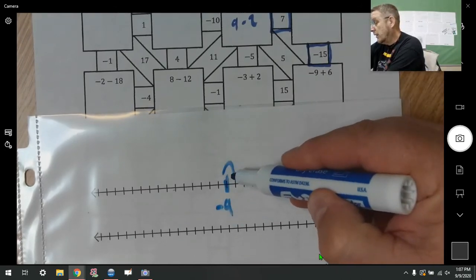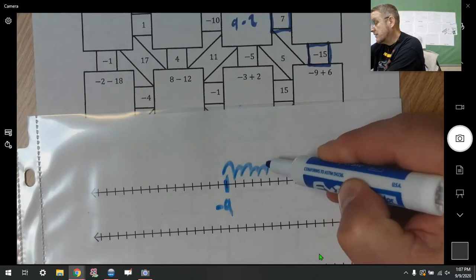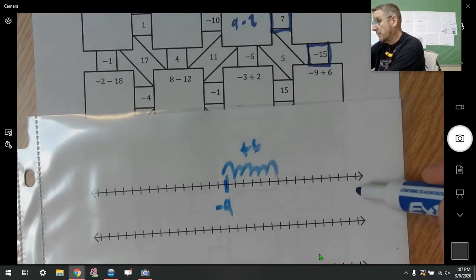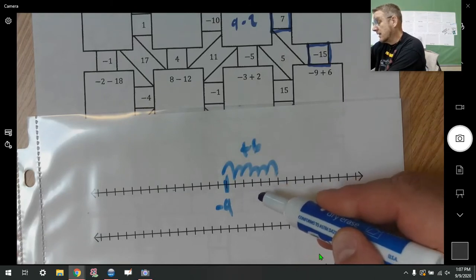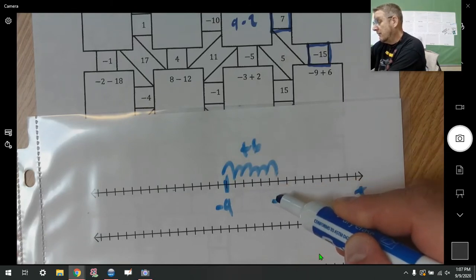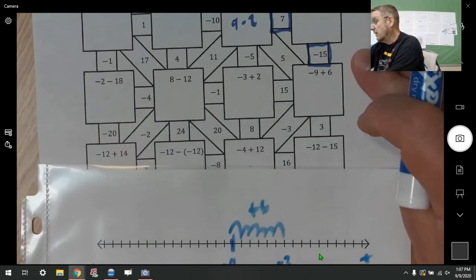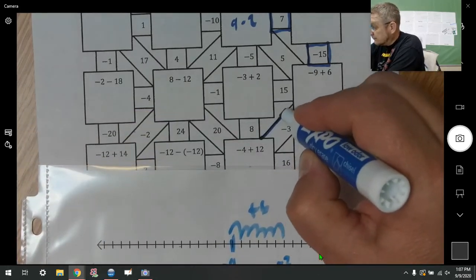I'm going to go 1, 2, 3, 4, 5, 6, because I'm adding 6. So I'm going to go in the positive direction. So it's negative 8, negative 7, negative 6, negative 5, negative 4, negative 3. So if I check this one here, I do have a negative 3 here.